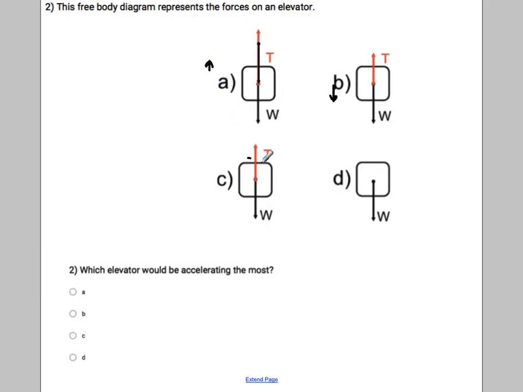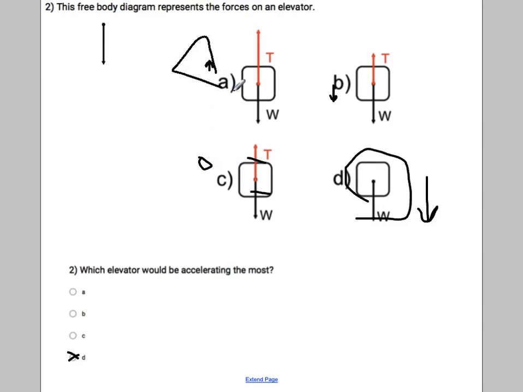This one here totally cancels out. T is just as big as W. And so the one that would be accelerating the most would be D. So we'd want to select D for this. You take your force vectors and you add them together. There's not anything other than just the W, so that is the addition, and the net force here is just the length of W. So this one has a net force of 0. This one has a little net force up. This one has a little net force down. D has the biggest net force, therefore it will accelerate the most.